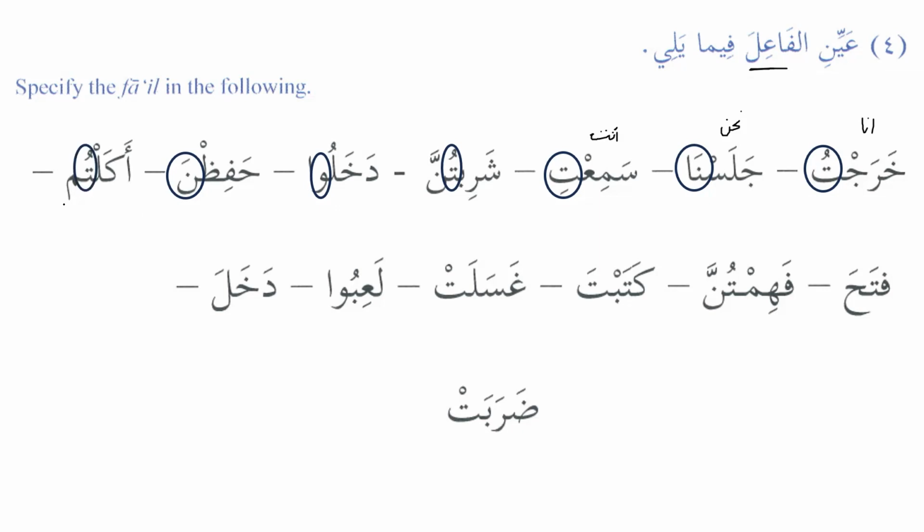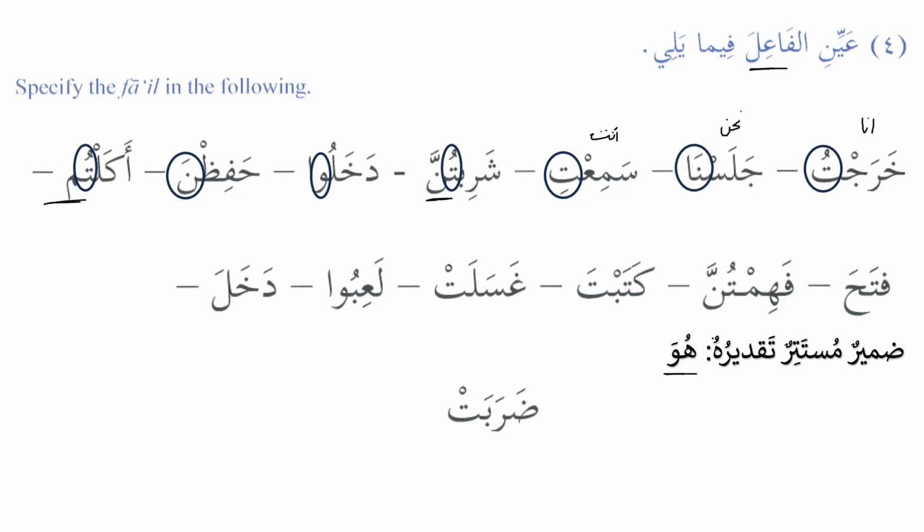Akaltum, ta plus mim, tum is the doer over here. Meem is used for the plural, right? Antum akaltum. And similarly in sharabtunna, noon is noonul jama'a, that is used for the plural. Fataha, very important. Where is the doer? Damir mustatir. Taqdiruhu huwa. So this is how we say in Arabic. Damirun mustatirun, hidden damir. Taqdiruhu huwa, which is huwa.